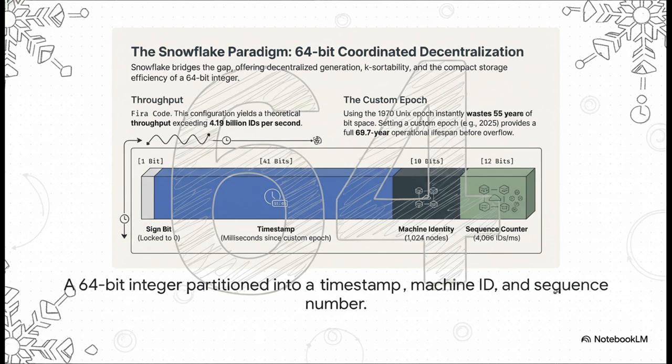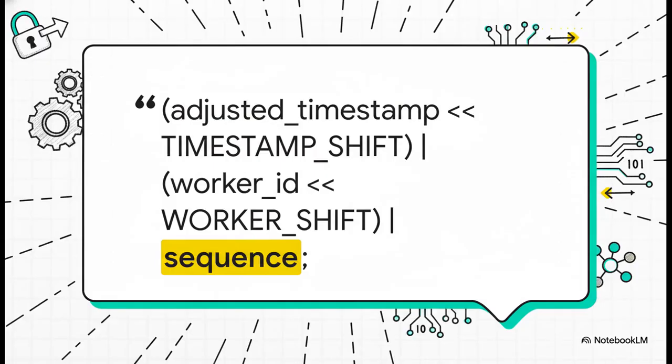This lets each and every one of those machines generate over 4,000 IDs every single millisecond. It's decentralized, it's K-sortable, and it's all packed into one tidy, efficient 64-bit integer. So how do you actually build this thing in code? It's all about super fast bitwise operations. It looks complicated, but it's really simple.